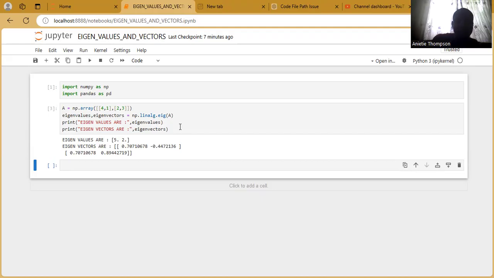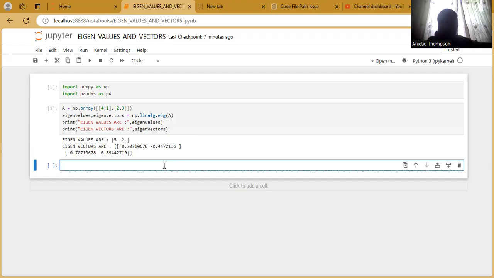So this one is highly proper. So the eigenvalues are still 5 and 2.